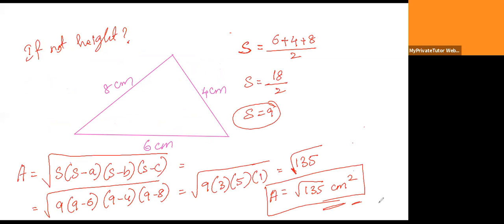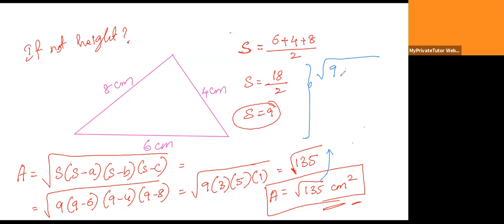See, 135 is the final answer. So as the question says, write the answer using radical form, square roots form. So yes, it is the final answer, but make sure that we are writing it in the simplest form. Please check if we can divide this 135 by any of the perfect square numbers.